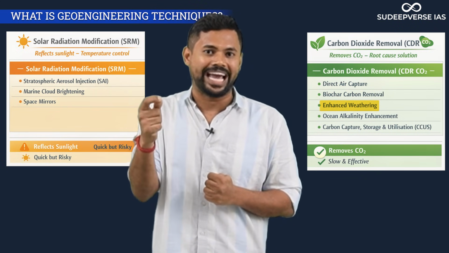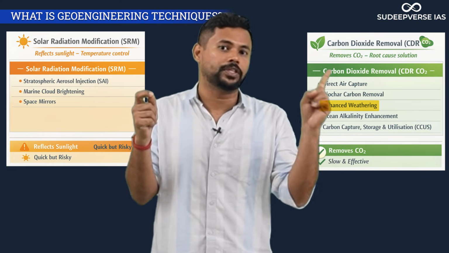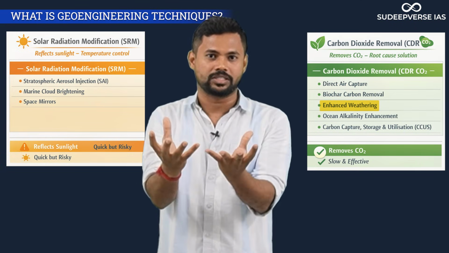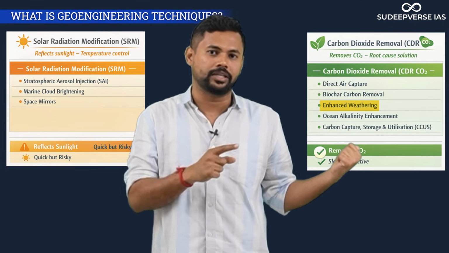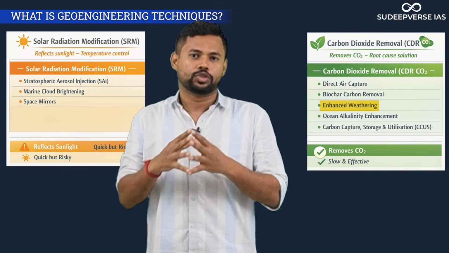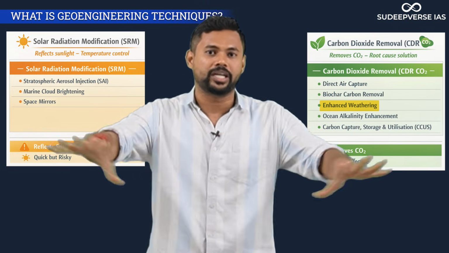Now when this carbonic acid comes in contact with an alkaline material or a base, it neutralizes. So basically this science is taken and applied in these two techniques, that is enhanced weathering as well as ocean alkalinity enhancement. So the third technique is enhanced weathering, where on a large scale we spread the basaltic rocks.